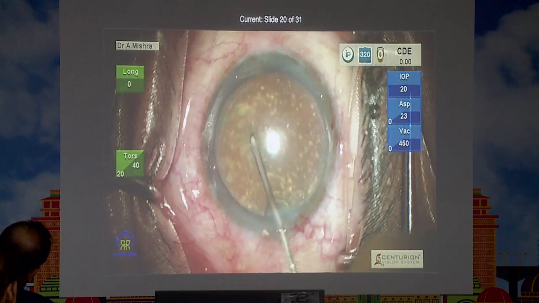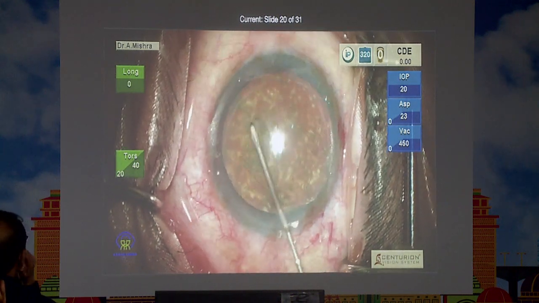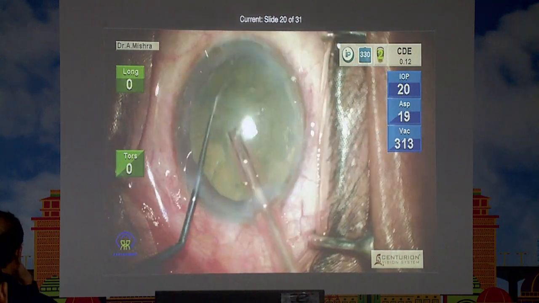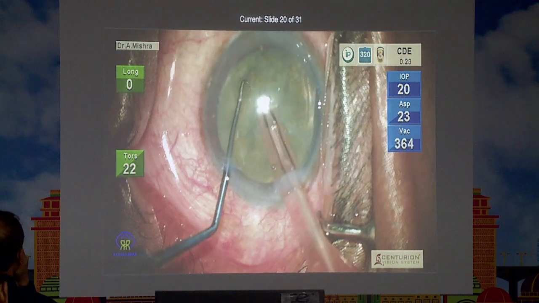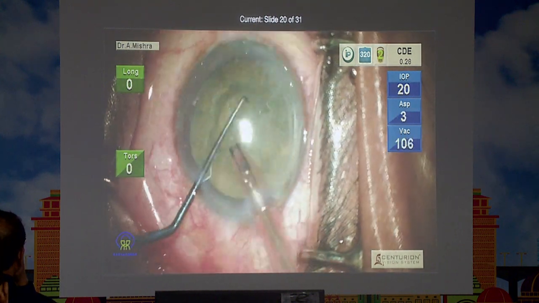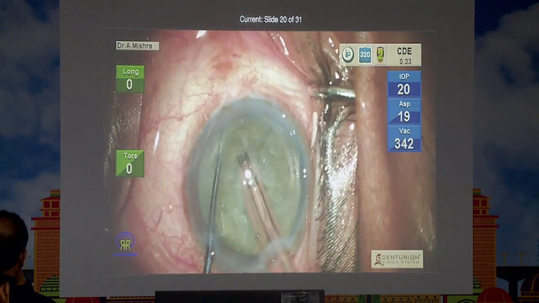The next case is loaded with asteroid hyalosis. As you can see, it masks the red glow. We operate the patient under an IOP of 20, which is a very soft cataract, so there's nothing much to do in this, and there's no heroic in doing this case under an IOP of 20, so that's not a very difficult job. But what comes after this is quite significant.